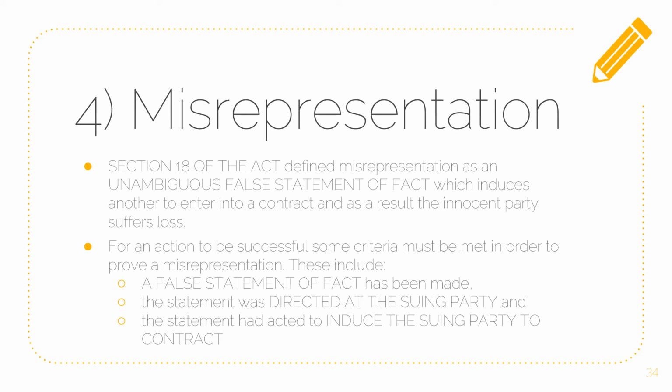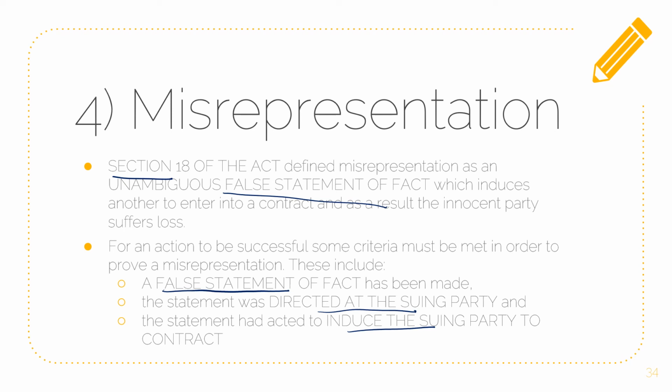Misrepresentation. In common law jurisdiction, a misrepresentation is an untrue or misleading statement made during negotiation by one party. The statement then induces the other party to enter into a contract. Section 18 of the Contract Act defines misrepresentation as an unambiguous false statement of fact, which induces the other to enter into an agreement. For an action to be successful, some criteria must be met to prove misrepresentation. This includes a false statement of fact, the statement was directed at the suing party, and the statement has acted to induce the suing party to enter into an agreement.